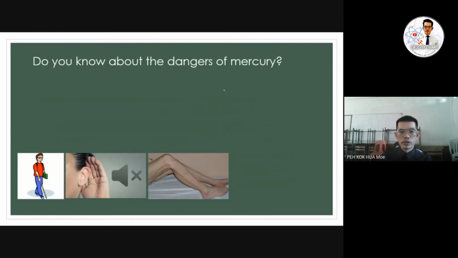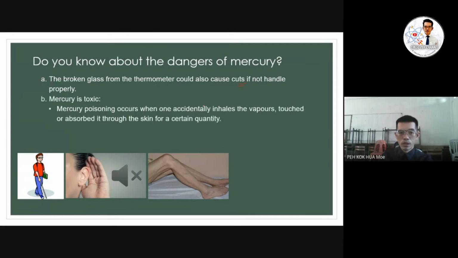So do you know about the danger of mercury? Firstly, if the glass of the thermometer breaks, it may cause cuts if you do not handle it properly. So this is the first danger: it may cause cuts if you do not handle it properly. The second is that mercury is toxic. Mercury poisoning occurs when one accidentally inhales the vapor.